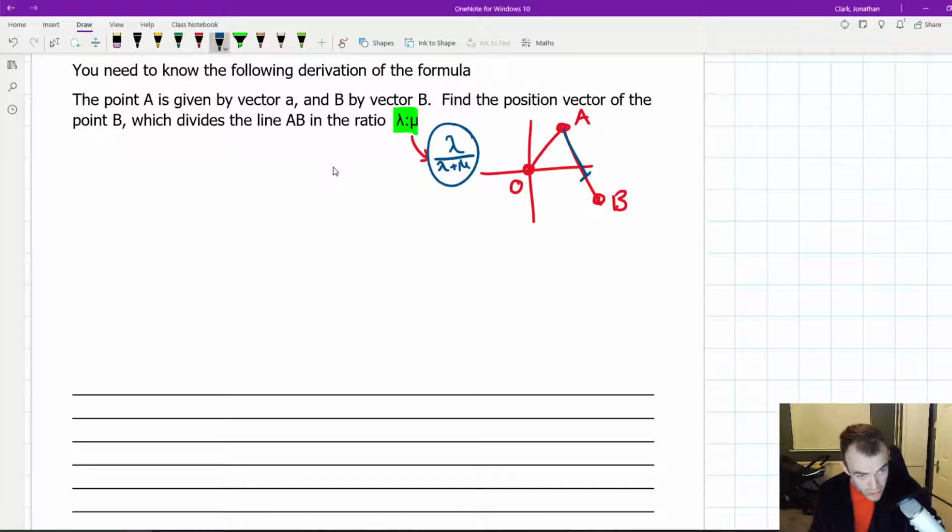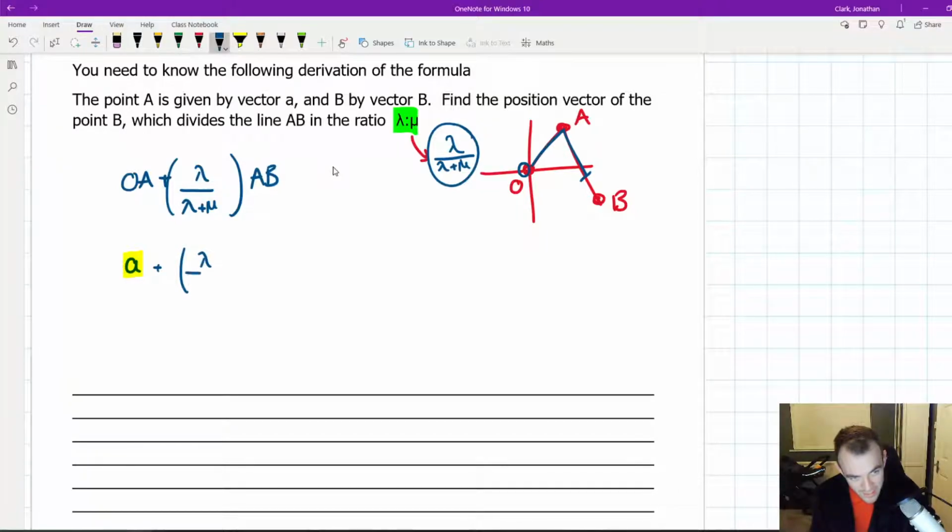To work it out, we're going to go from the origin to A, and then we're going to go that fraction along the line AB. Going from the origin to A can be written as little letter A. That in yellow. There we go. Lovely. Keep this weird looking fraction here. The vector AB can be written as B minus A in terms of little vectors.